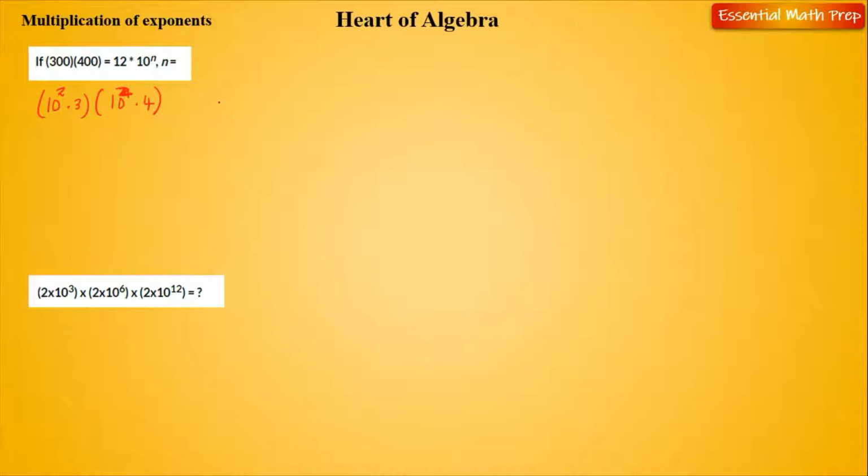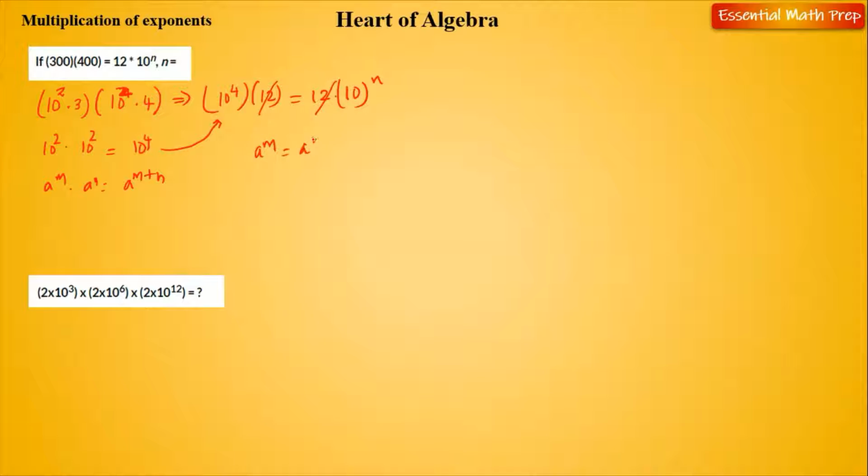So if you group the terms together, that'll make us 10 power 4 times 12, right? 10 squared times 10 squared is 10 power 4, because a power m times a power n is a power m plus n. That's how I got this term right here, equals 12 times 10 power n, right? 12 and 12 cancel out. If you have a power m equals a power n, then m equals n, right? We rewrite it, m equals n. Therefore, 10 power 4 equals 10 power n implies n equals 4.